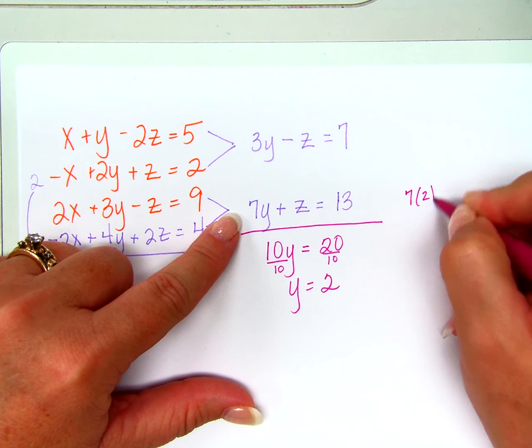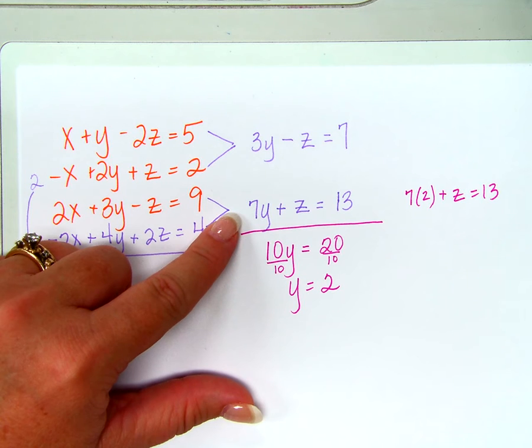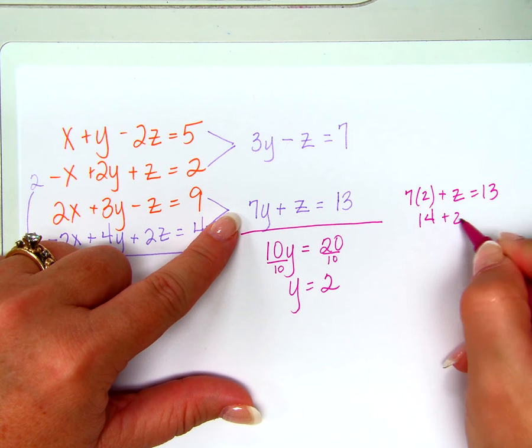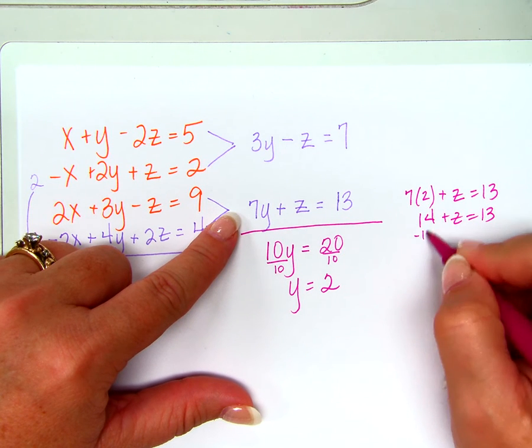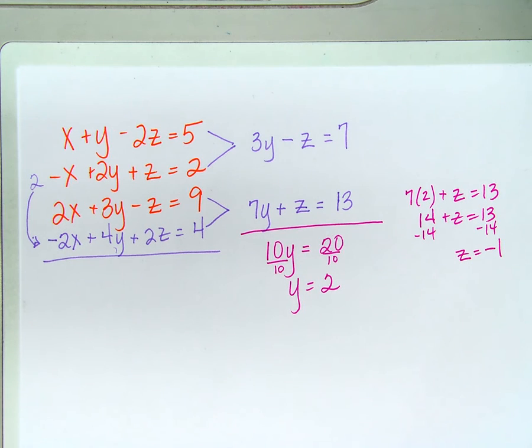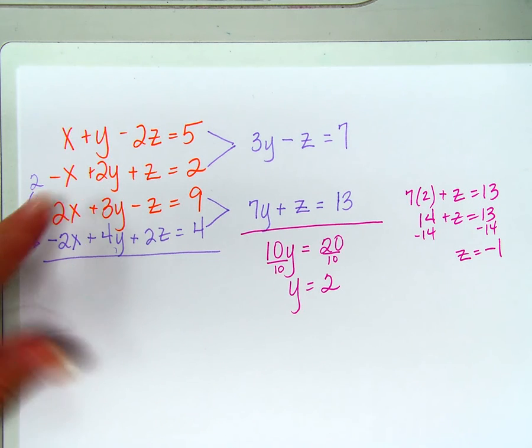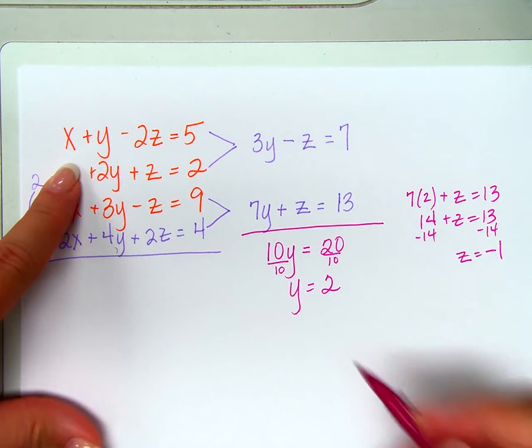7 times 2 plus Z equals 13. 14 plus Z equals 13. So Z equals -1. Yay for us. One more step? Where should I go? The other one like this one? This one right here. Okay.